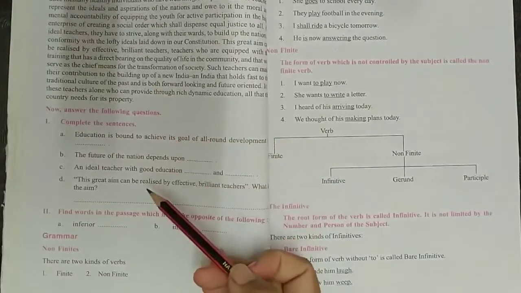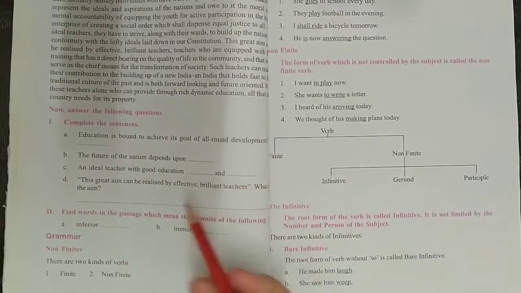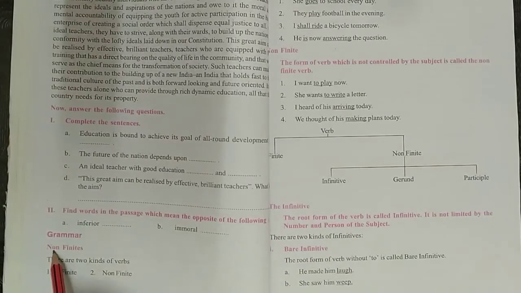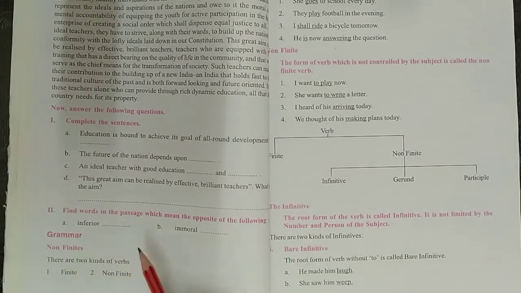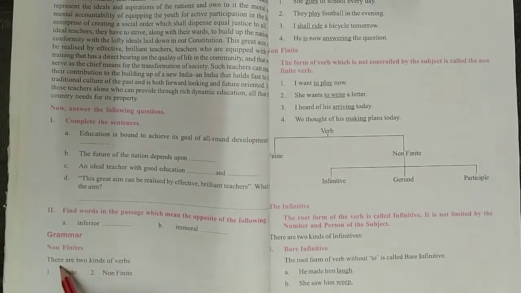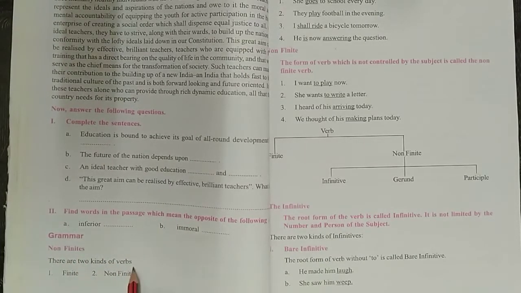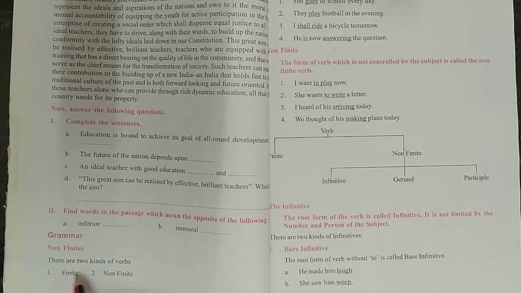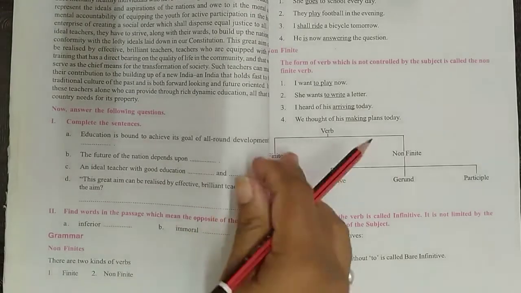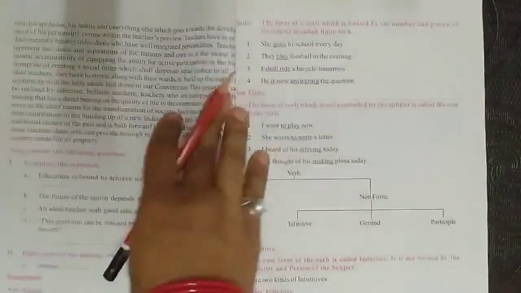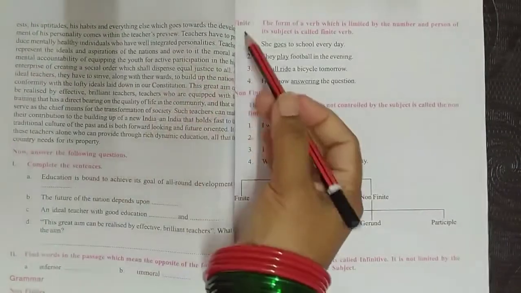At the end of the lesson there are some grammar questions and the topic is non-finites. So let me explain the non-finites to you. There are two kinds of verb. The first one is finite and the second one is non-finite. Now, first we read about the finite verbs.